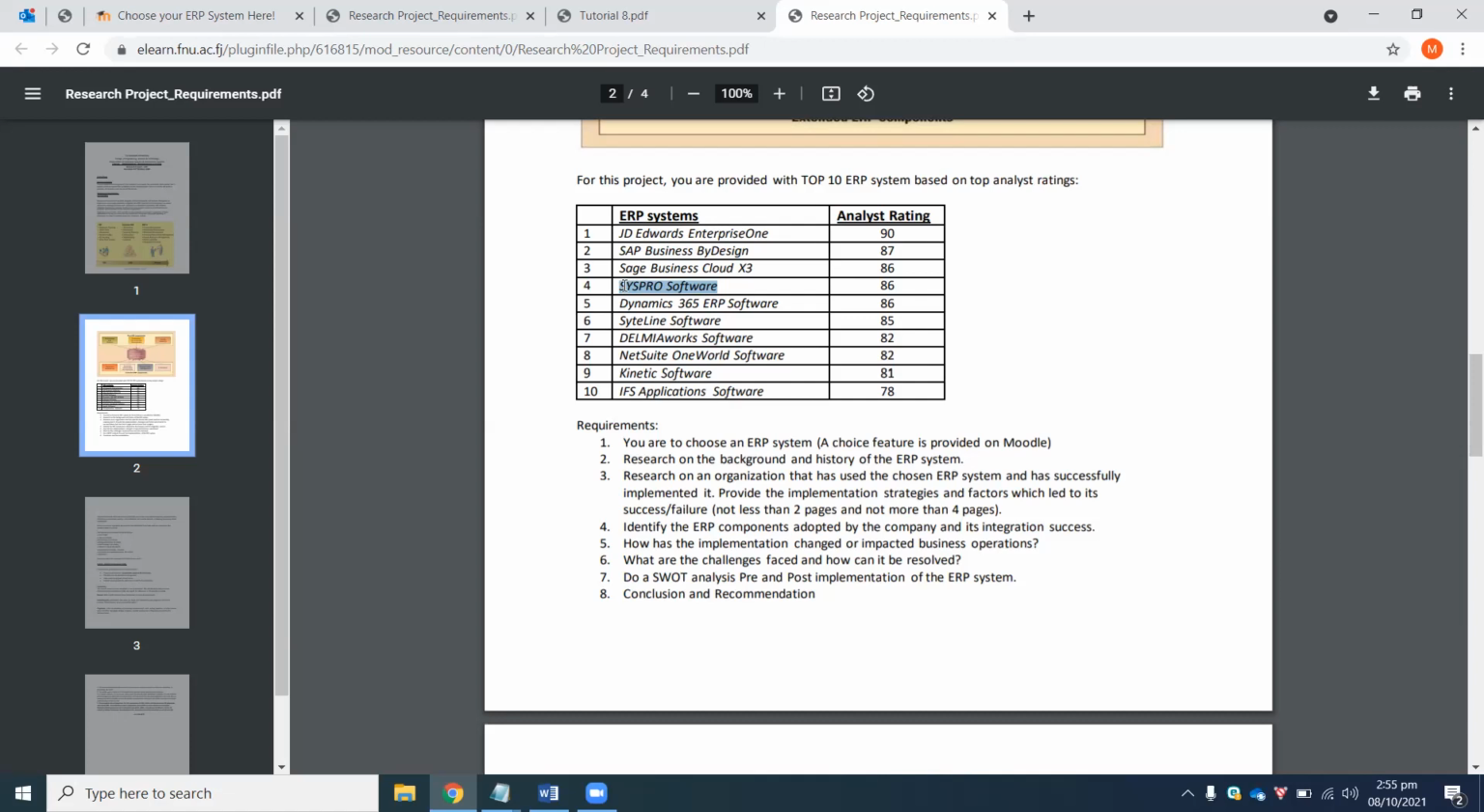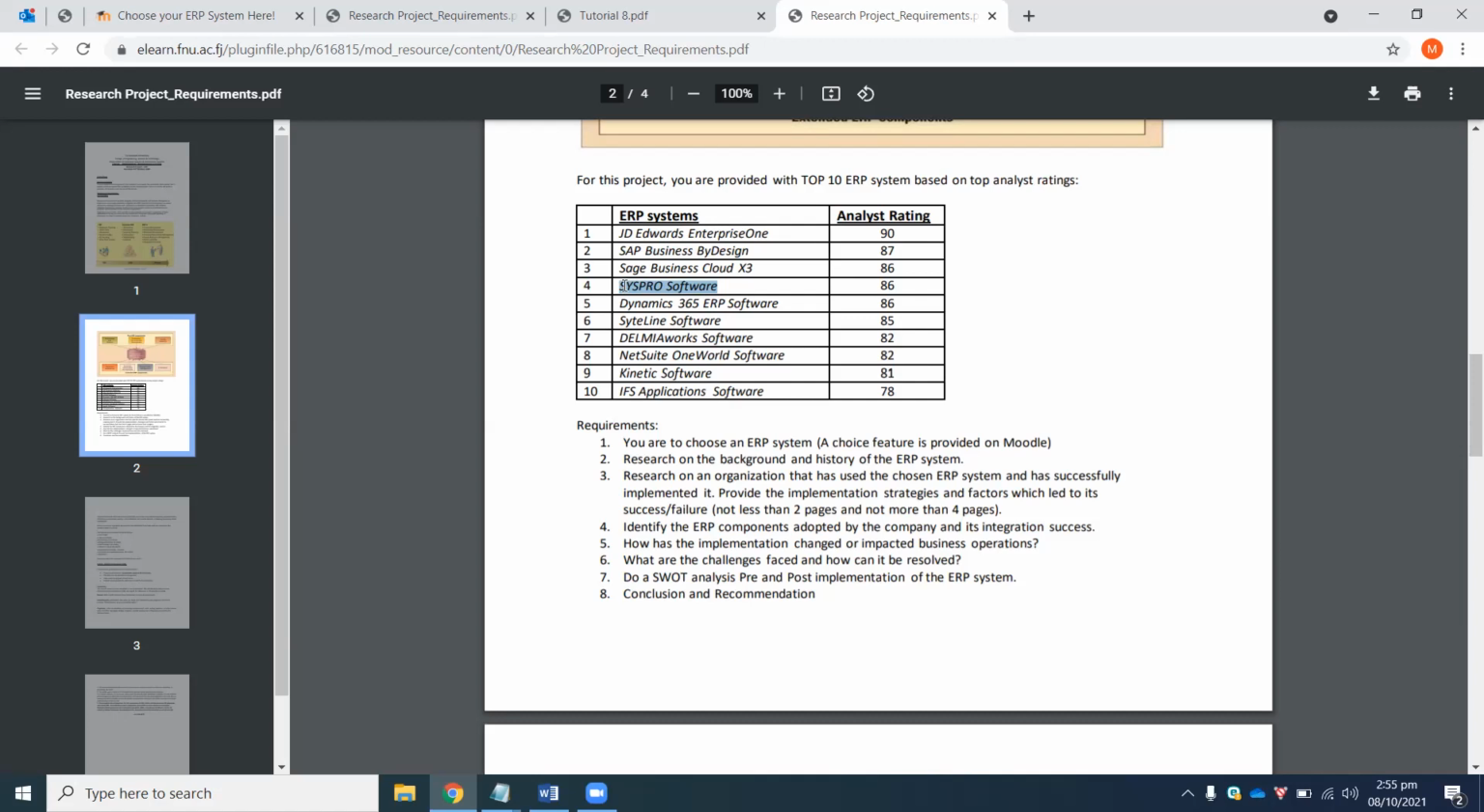So if there are some challenges faced, how can they be resolved? This is where you'll put in your own suggestions. Okay, for example, if the cost is too high, how can you control the costs? If timeliness is an issue, how can timeliness be controlled, and all those things.